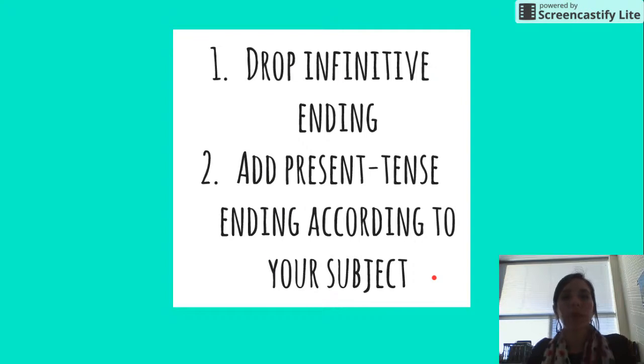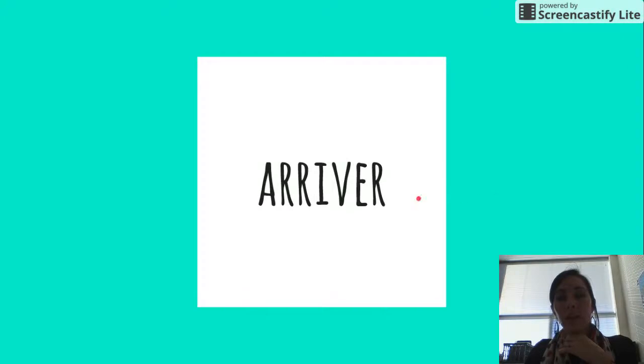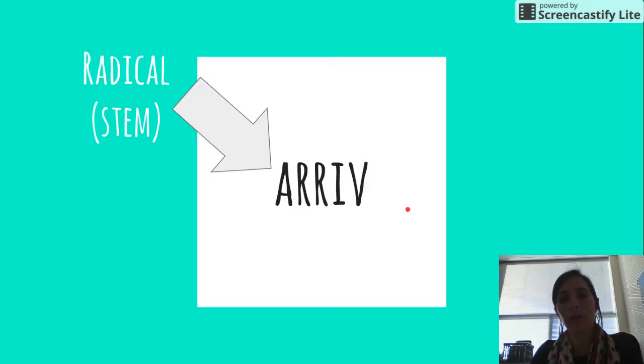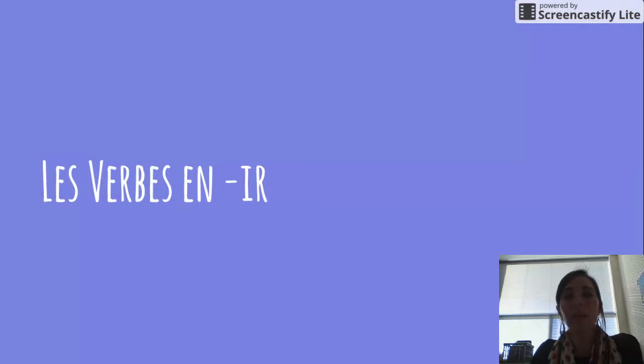The two steps to conjugating a regular verb, and this applies to ER verbs, IR verbs, and RE verbs, are that you're going to drop your infinitive ending, that's the last two letters of the infinitive, and then you're going to add your present tense ending according to your subject. We have already learned how to do this with ER verbs, like arriver. We take that infinitive ending and get rid of it, and that leaves us with our stem, our radical.